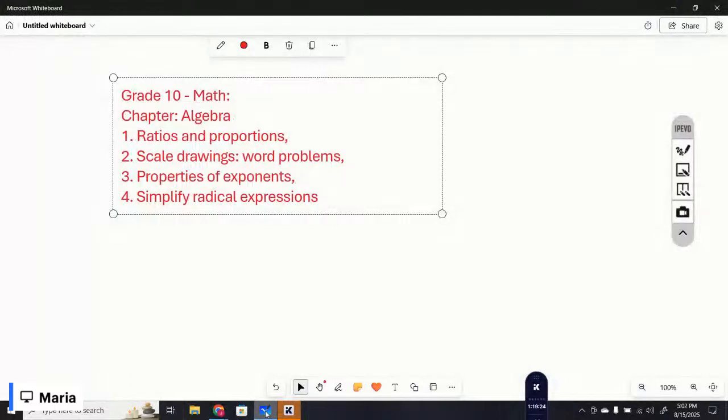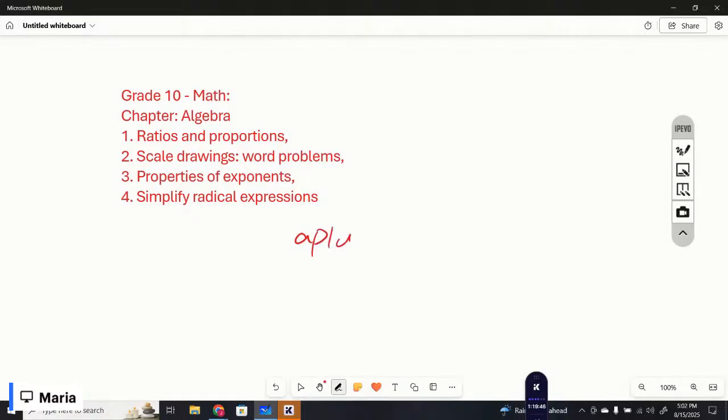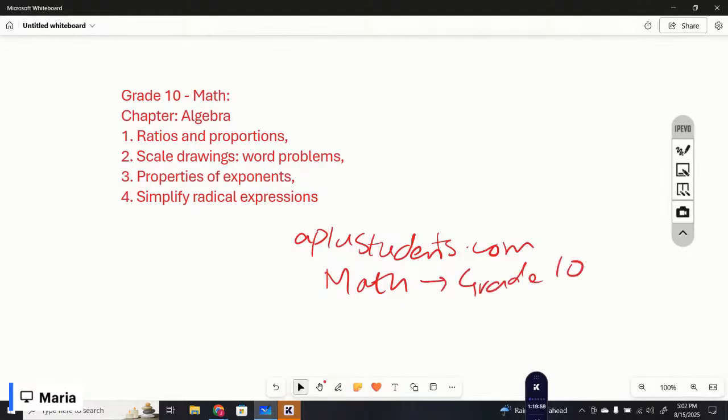Hope you all are good. We are here for grade 10 math. You can find all the lessons on aplusstudents.com. You have to log in there using your email address and password as provided by the administrator. Then you have to select math from the subject tab, scroll down to grade 10 math, and then click on view all lessons.